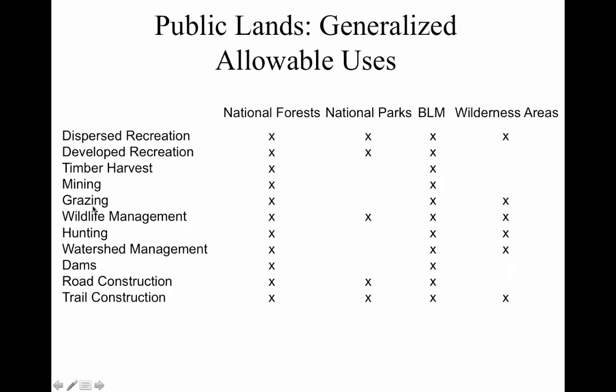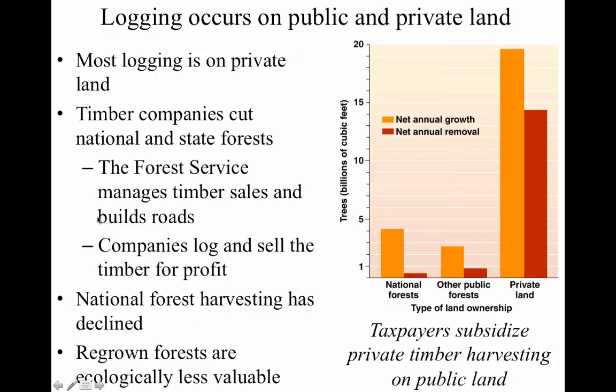Grazing, and remember the threat of overgrazing if it's not carefully monitored, is allowed in everything except the national parks. So grazing is even allowed in wilderness areas. The federal government recognizes that there is a need to allow ranchers to let their animals graze on large expanses of land so that it does not lead to overgrazing.